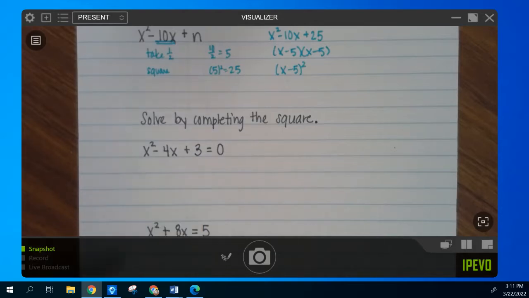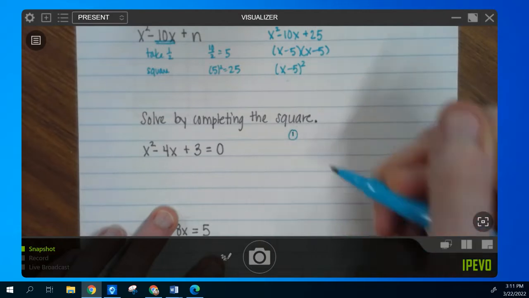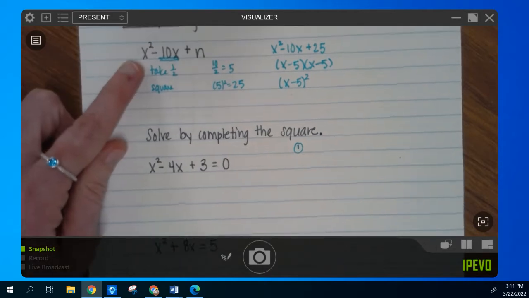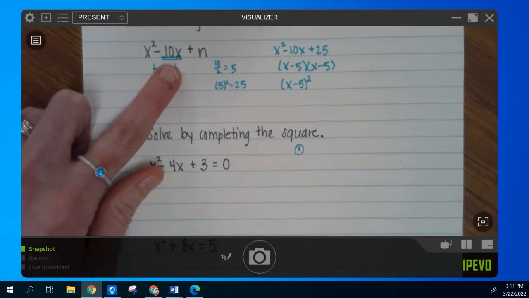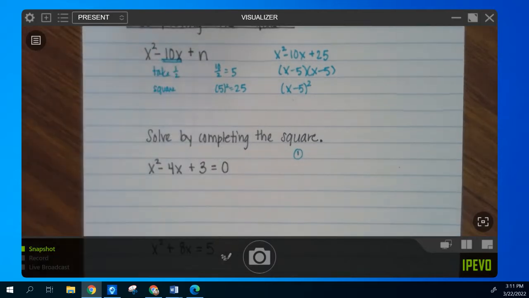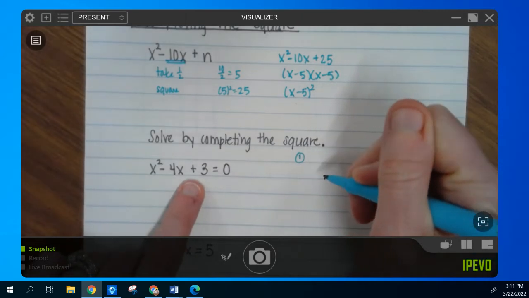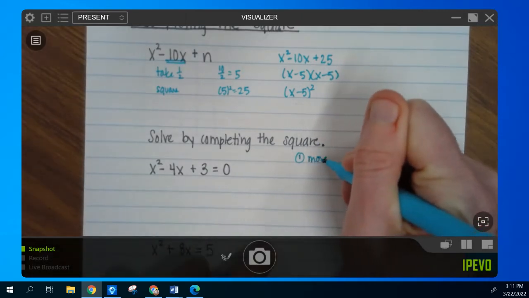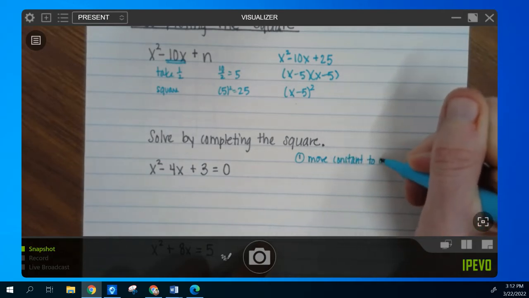So in this case, when we want to solve by completing the square, some people call it boot and scoot. We're going to basically make it so that it looks like this problem right here. We're going to keep the x squared term, we're going to keep the x term, but we're going to boot the constant to the other side. So if you have a constant already here, we're going to move whatever constant to the other side. You might not need to do this step, but for this one we need to.